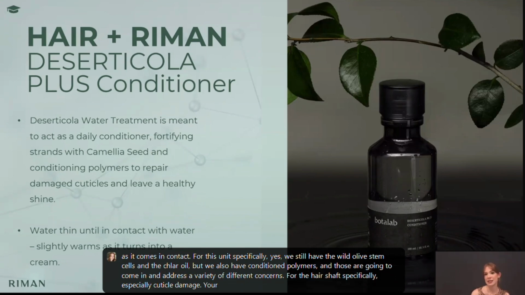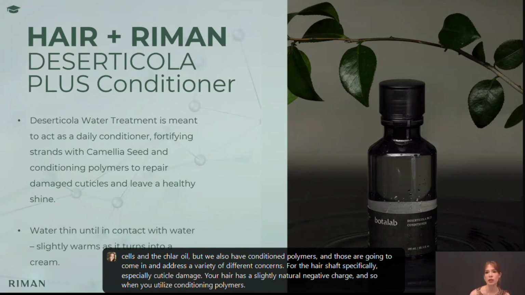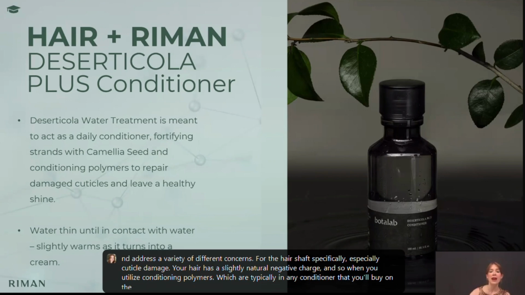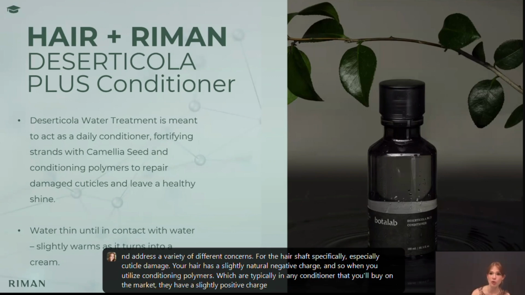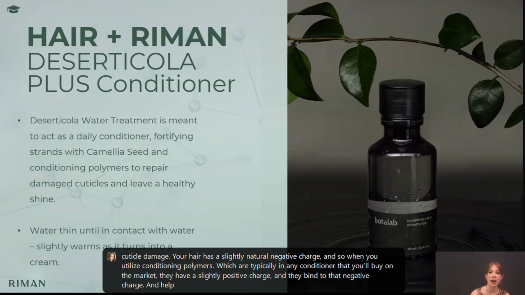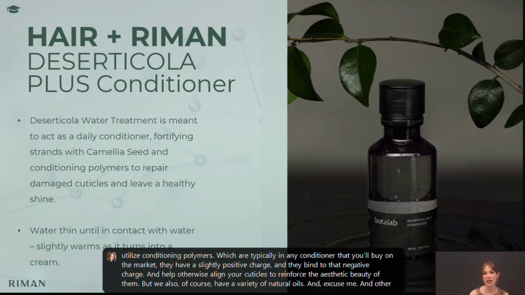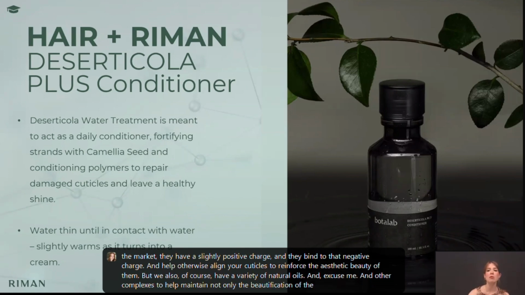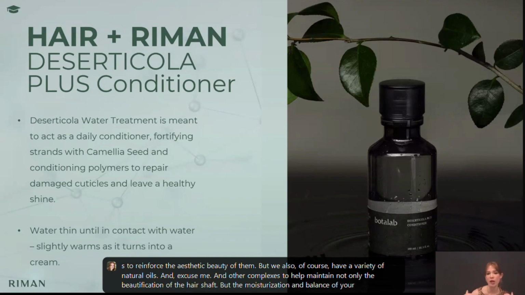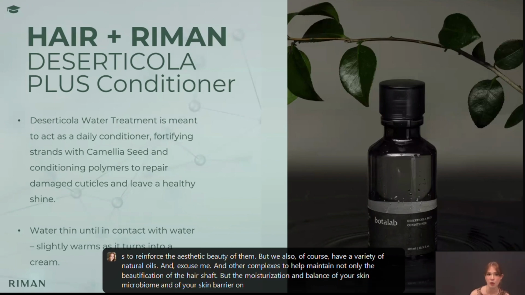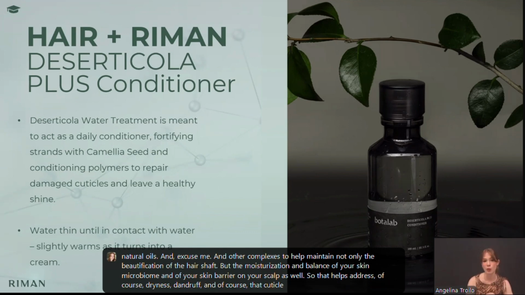Your hair has a slightly natural negative charge. And so when you utilize conditioning polymers, which are typically in any conditioner that you'll buy on the market, they have a slightly positive charge and they bind to that negative charge and help otherwise align your cuticles to reinforce the aesthetic beauty of them. But we also, of course, have a variety of natural oils and other complexes to help maintain not only the beautification of the hair shaft, but the moisturization and balance of your skin microbiome and of your skin barrier on your scalp as well. So that helps address, of course, dryness, dandruff, and that cuticle damage as well.